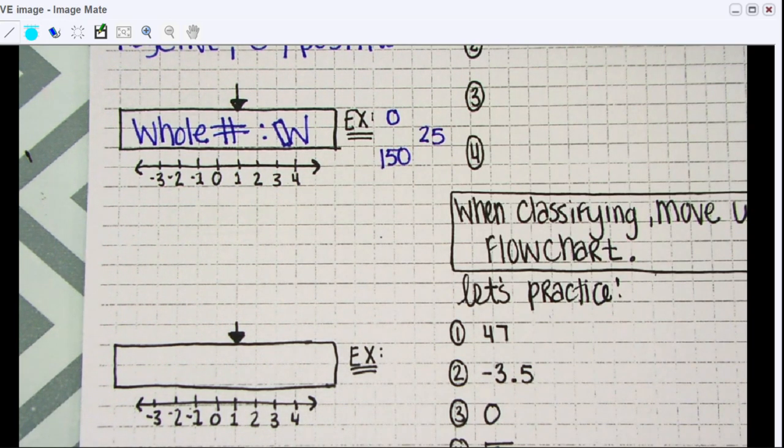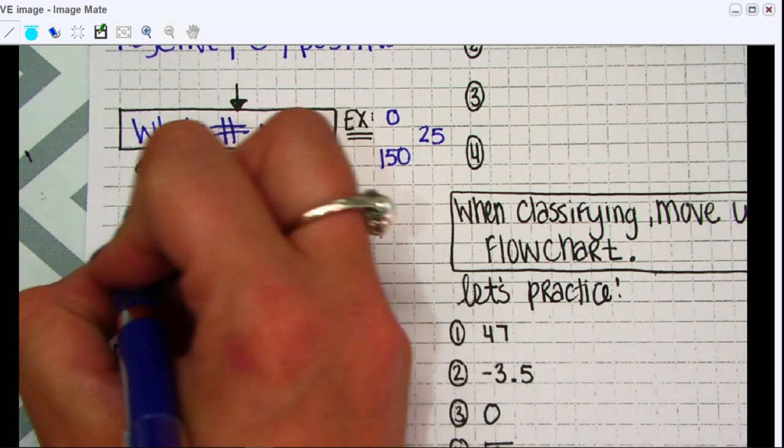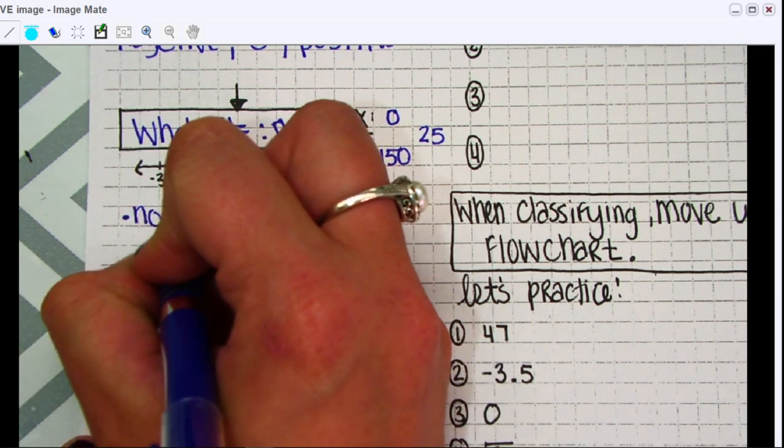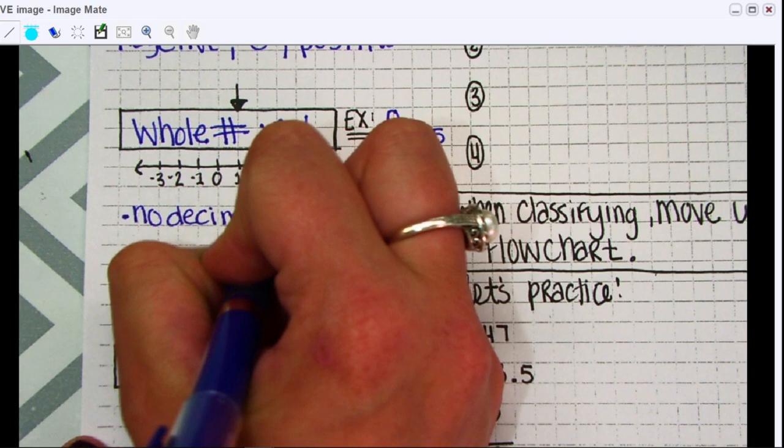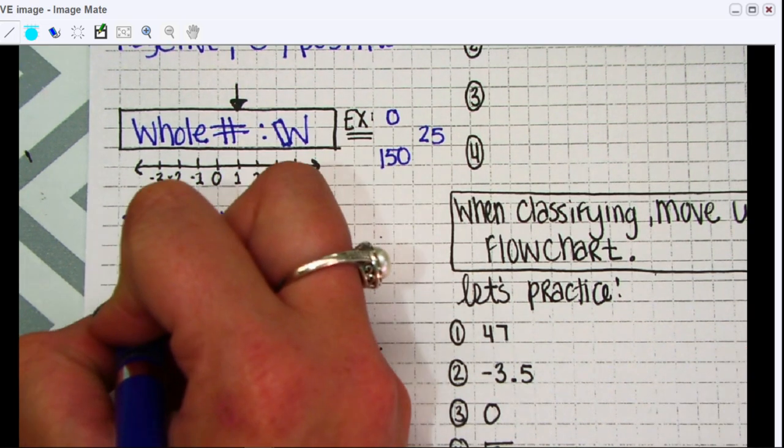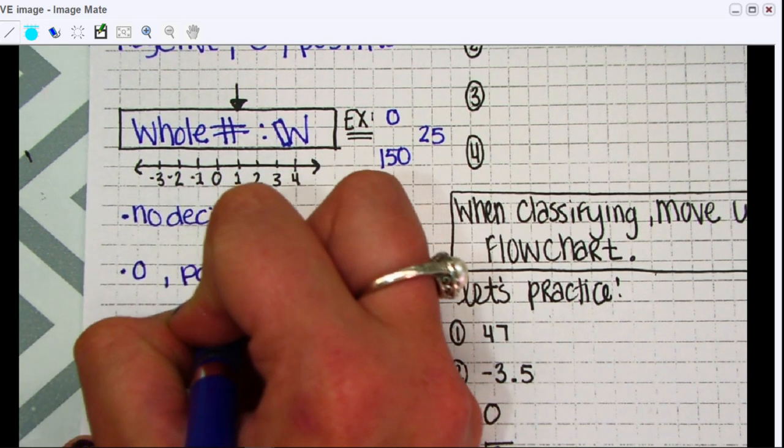Whole numbers, basically, as you move down this chart, we start removing things. So the last group of numbers, they couldn't be negative, or they could be negative, but no decimals. Now we have whole numbers. They can't be decimals, and they also can't be negative. So as you move down the chart, we kind of take away a classification specification. So whole number, those are no decimals. Okay. They start at 0, and then they go positive.